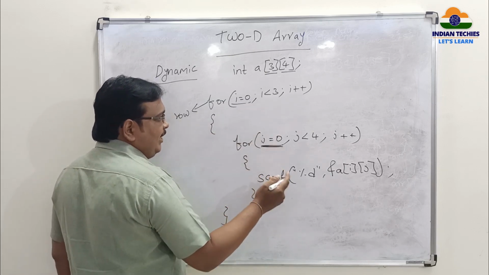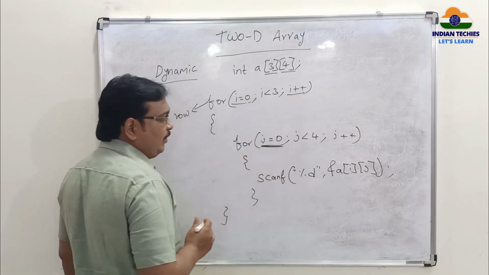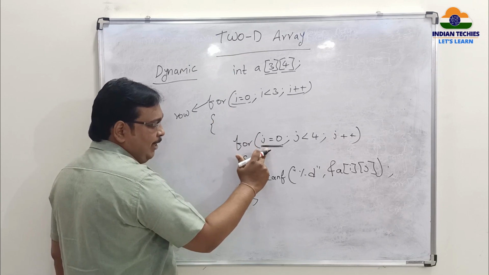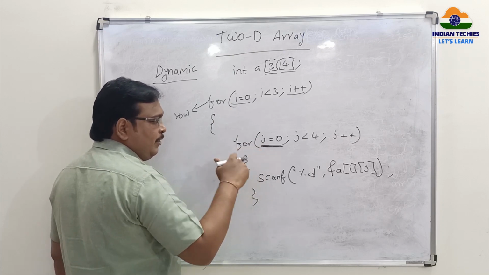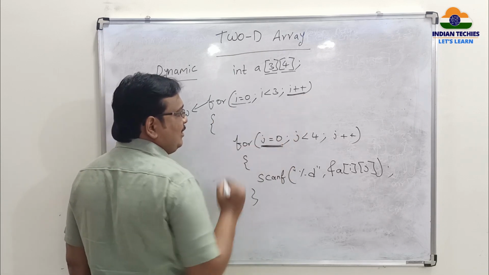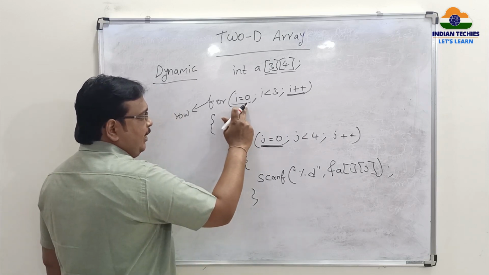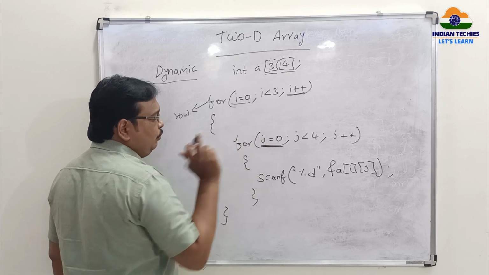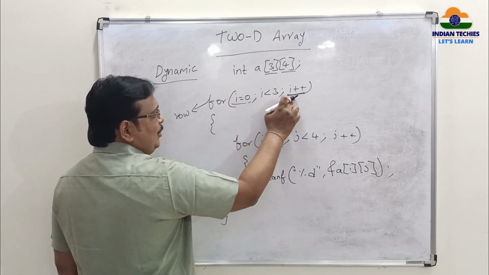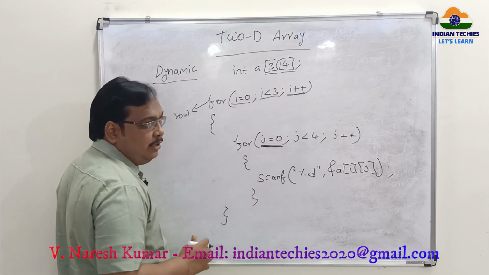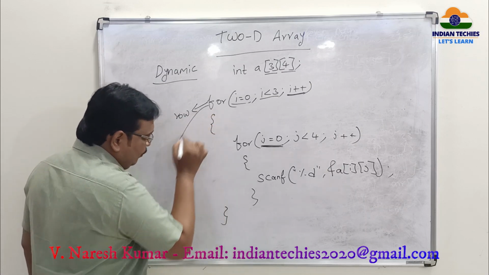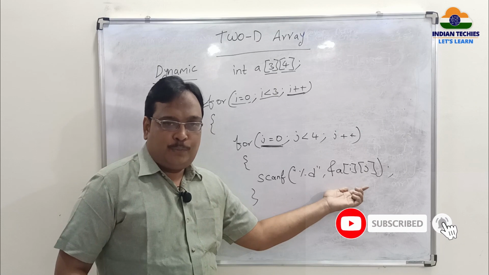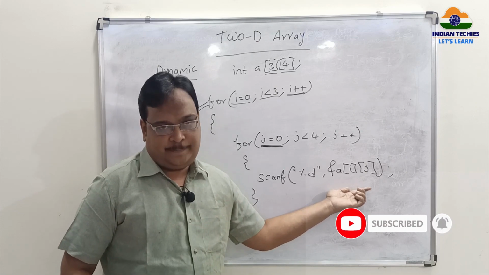Once it is completed, again i increments by 1. Now the i value is 1. When i is equal to 1, again this j becomes 0, 1, 2, 3. Once this is completed, again i plus plus, i becomes 2. When i is equal to 2, it takes 2 0, 2 1, 2 2, 2 3. So again i plus plus, 3 less than 3? No. So this for loop comes out. So by using this for loop, it can take input for a two-dimensional array.